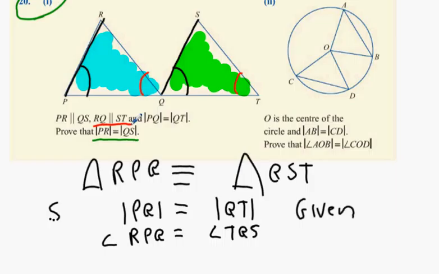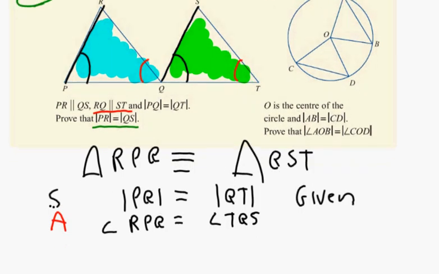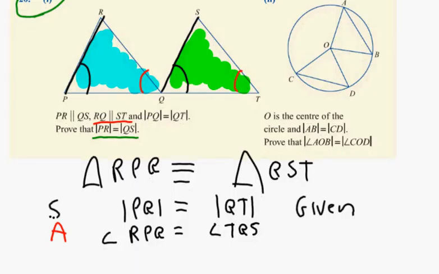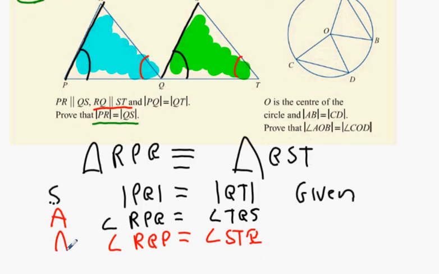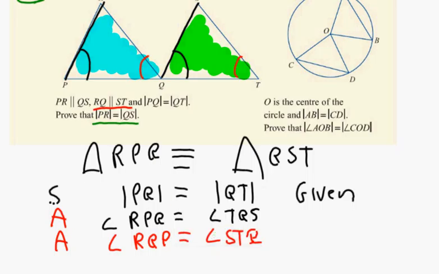So I think I'm going to have an ASA here. Angle RQP is equal to the angle STQ, and the reason being, they're parallel. What do I have here, guys? Look at it here. I have A, S, A. Angle, side, angle. ASA looks something like this, guys.